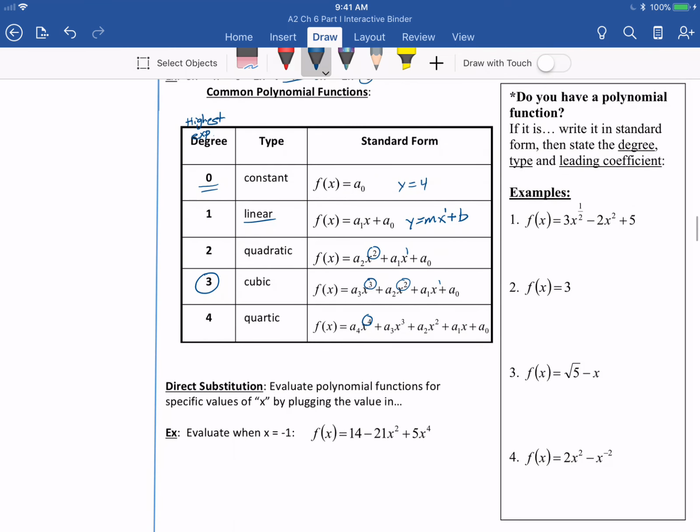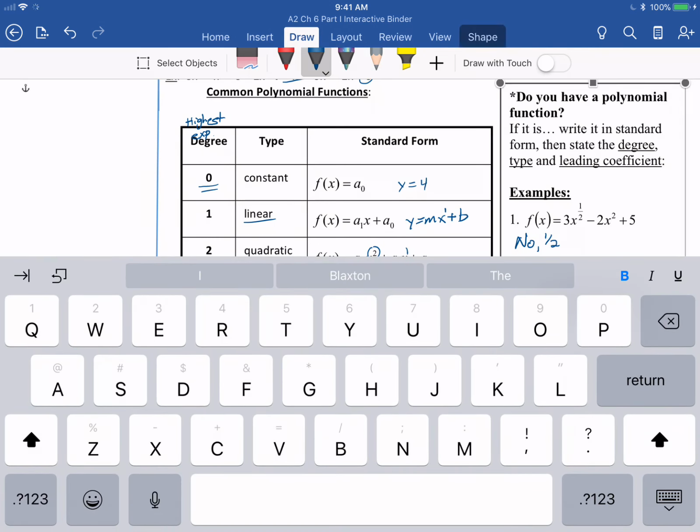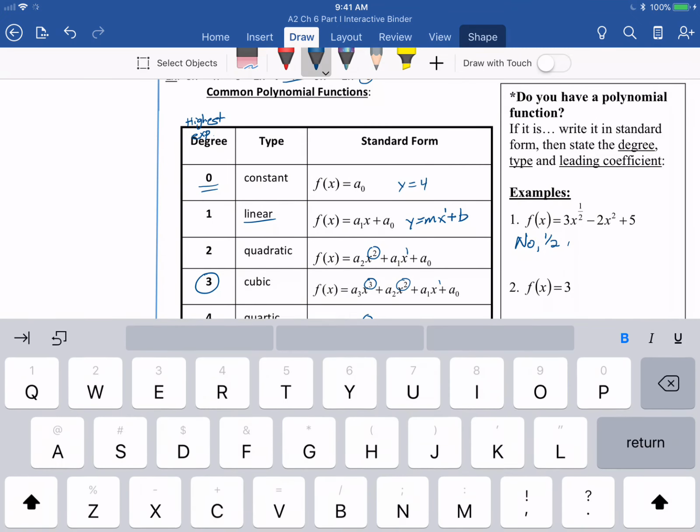All right, so here we go. Do you have a polynomial function? If it is, write it in standard form and then state the degree, type, and leading coefficient. So this first one, is it a polynomial function? No, it is not. Why is it not? 1/2 cannot be an exponent, so it has to be a positive whole number.